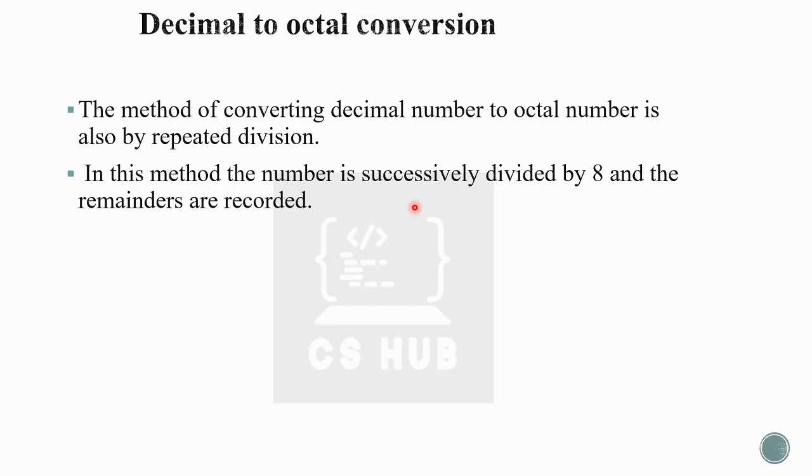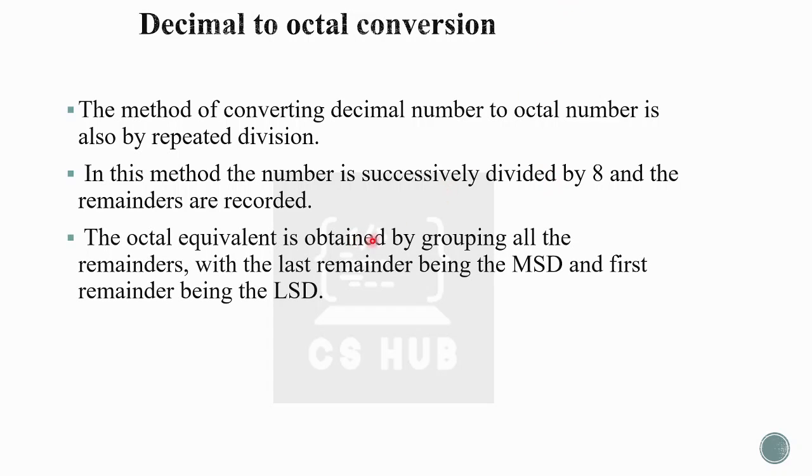In this method, the number is successively divided by 8 and the remainders are recorded. The octal equivalent is obtained by grouping all the remainders, with the last remainder being the MSD and the first remainder being the LSD. So the procedure is the same as decimal to binary conversion, but here we are dividing by 8 and recording the remainders in the reverse order.